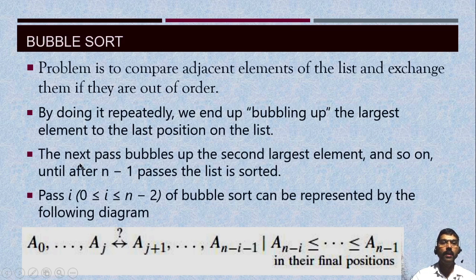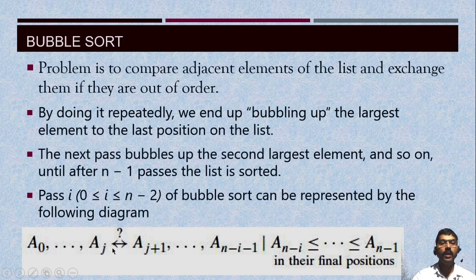In the next pass, the second pass, we bubble up the second largest element to the last-but-one position. We will do the same process up to n-1 times. In the n-1 passes, we will have sorted all the elements in the array.